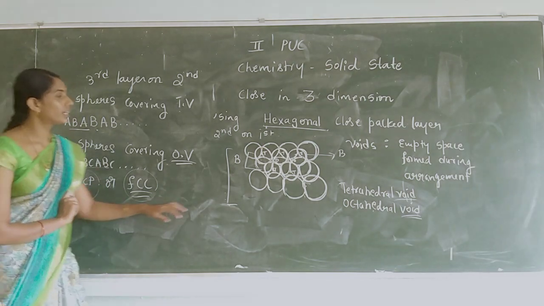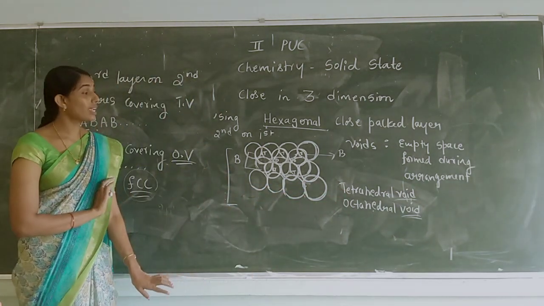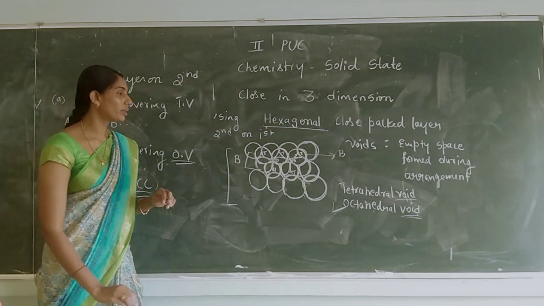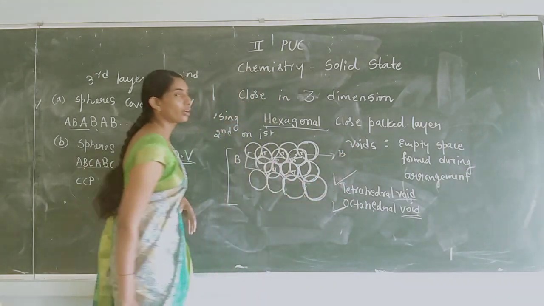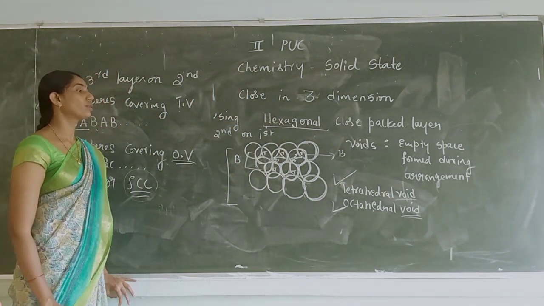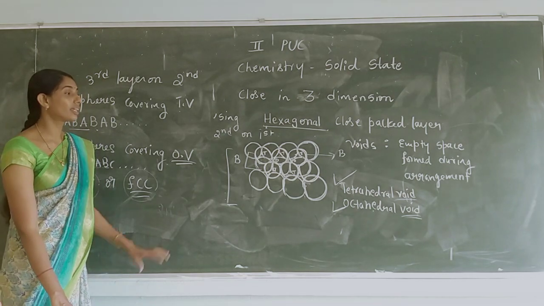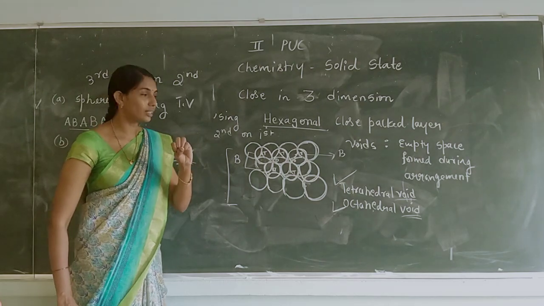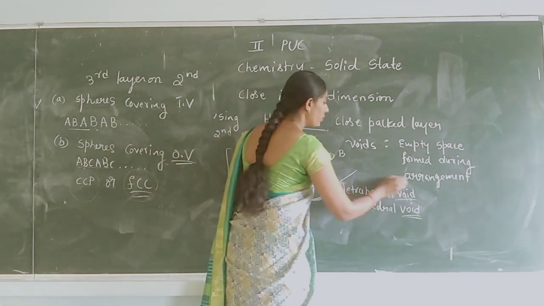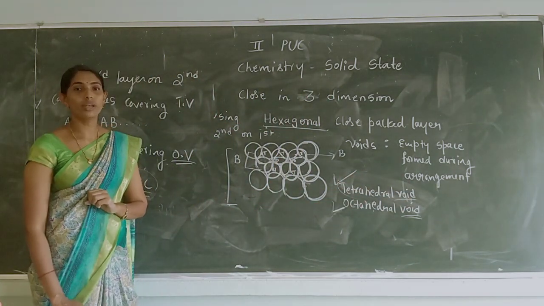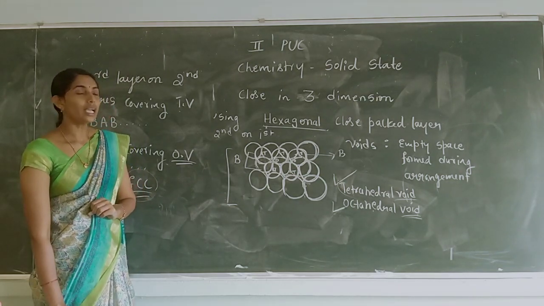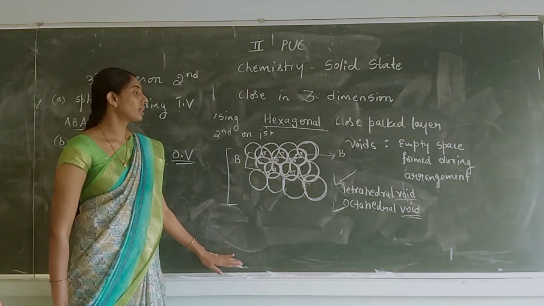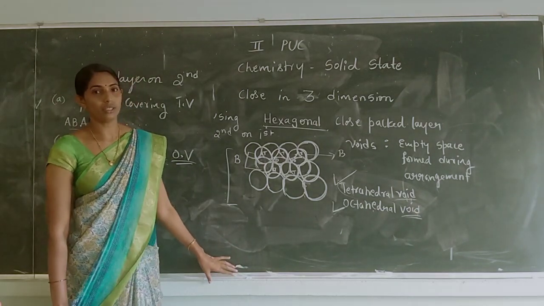Okay, if you consider the tetrahedral and octahedral void, space is maximum in the case of the octahedral void and minimum in the case of the tetrahedral void. So during the arrangement, if you consider an ionic solid with cation and anion, usually the cation, being smaller in size, occupies the tetrahedral void, and the anion occupies the octahedral void. Okay, so this is about close packing in 3 dimensions. In our next class, we will discuss the packing efficiency.